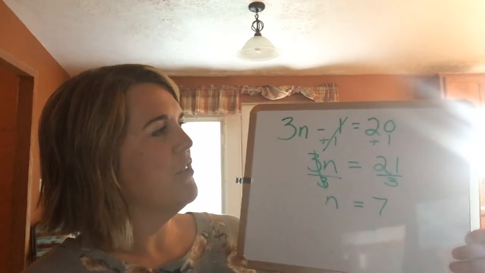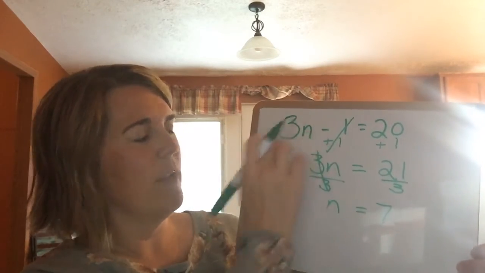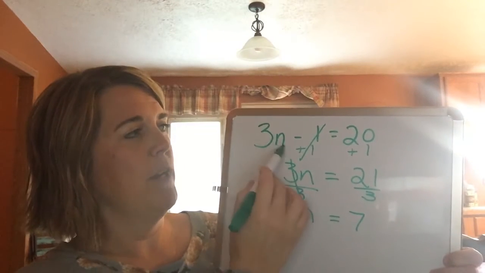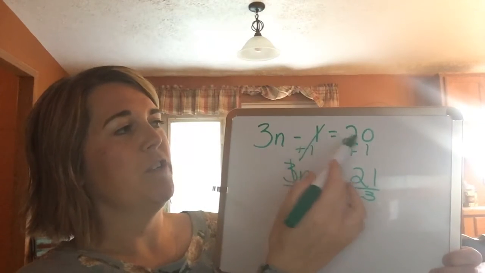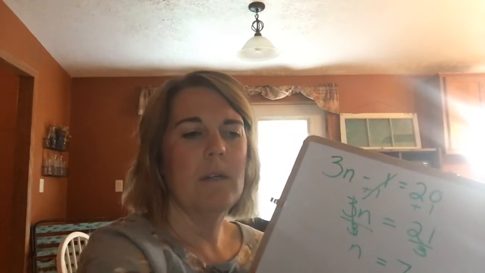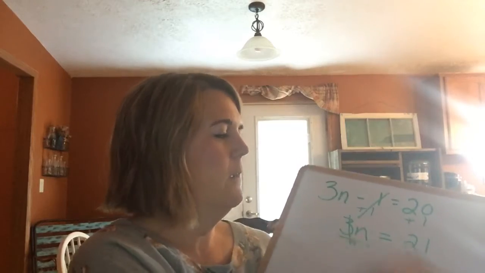Okay? Now to check that, I would just add it back into my first equation. So 3 times 7, which is 21, minus 1, which is 20. I got it right. Okay? Let's do another one. So this is called the inverse operation. You have to do an inverse operation. Okay?